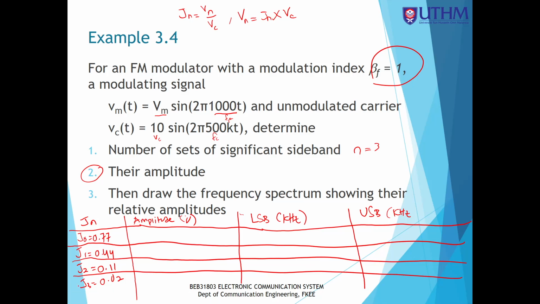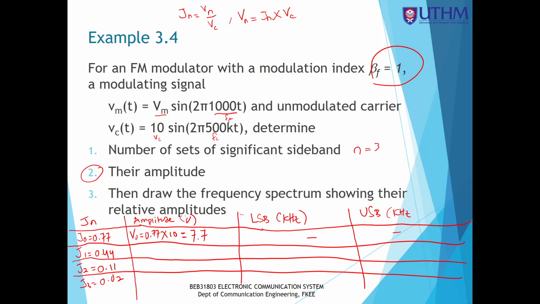Okay, so for the amplitude Vn, V0 is equal to 0.77 multiplied with Vc. Vc is equal to 10 according to the question, so we're going to get 7.7 volt. Okay, and this is the center frequency, or the carrier frequency. So there's no lower or upper, because this is at the center. This is located at Fc, which is 500 kilohertz.